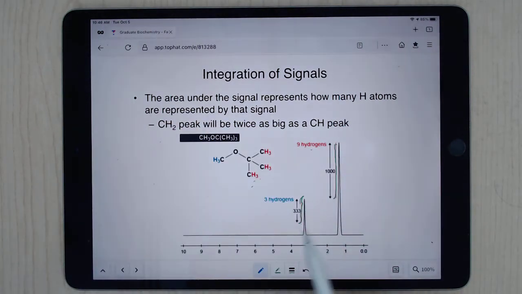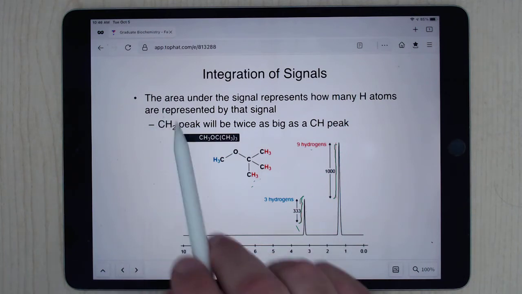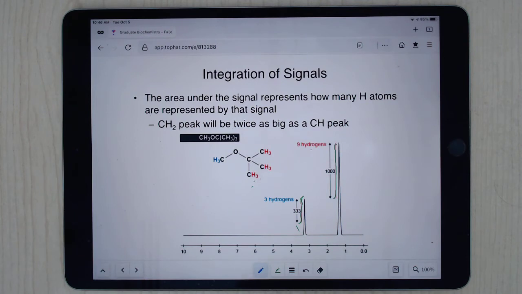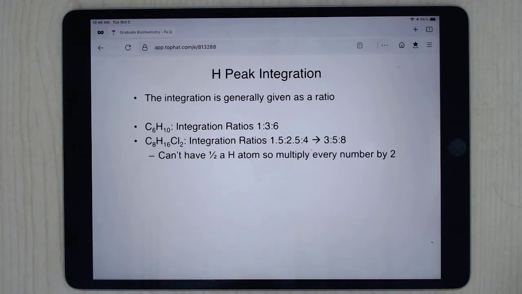So that means this signal must be dealing with 3 times as many hydrogens as this one. Lots of times, just like a CH2 would be twice as much area as a CH. Now, you don't want to look at peak heights, you want to look at area, because sometimes they can spread out a little bit. So you have to be careful with that. But what it ends up giving you is a ratio.